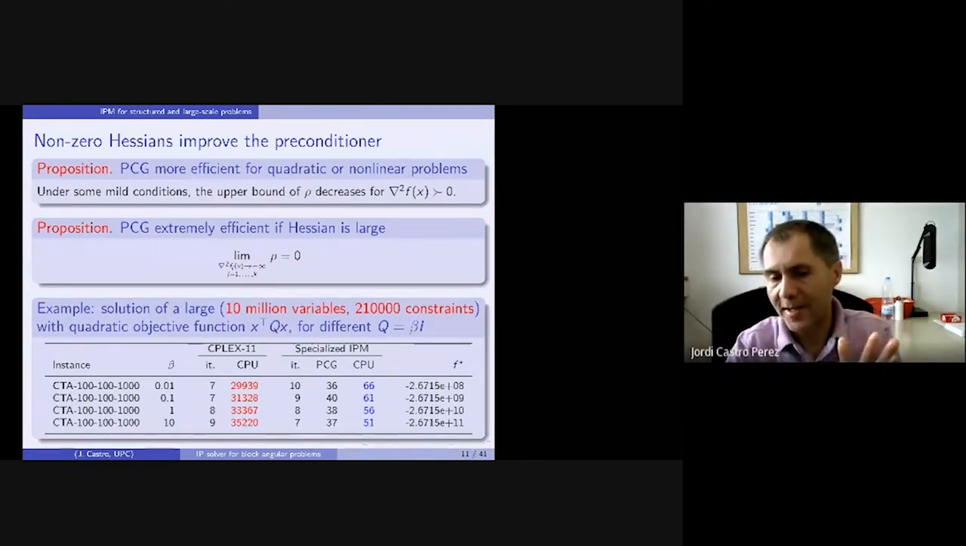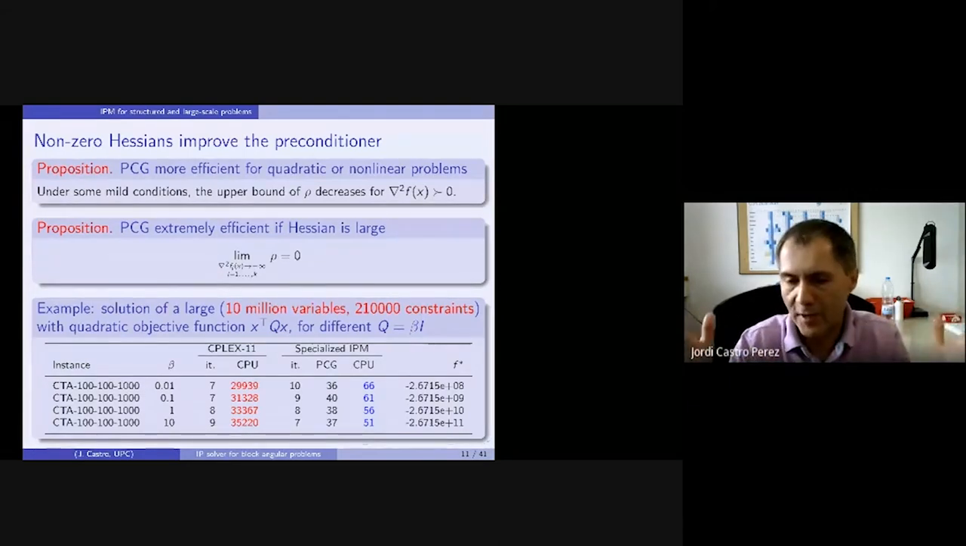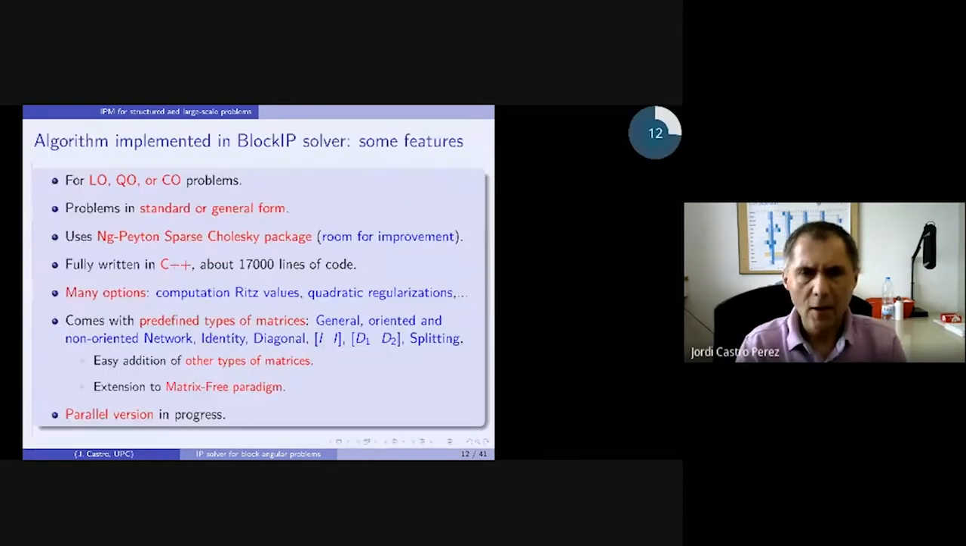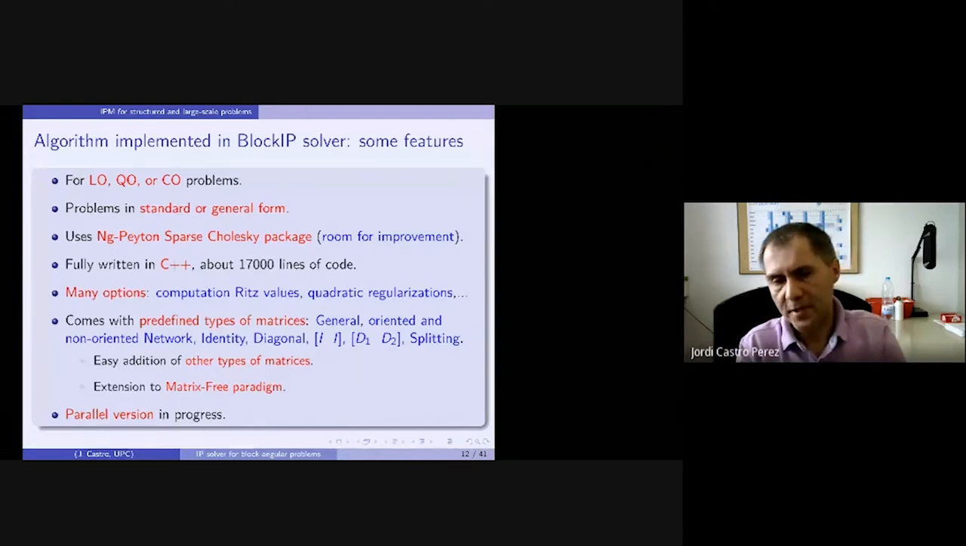Such good results are only obtained in some particular instances, not in all of them. Okay, so don't believe that these results are always obtained in any application. That depends. It happened in this application, but not in others. In other applications, the results are not so impressive. Okay. So finally, to finish this first part of my talk, introducing the algorithm.